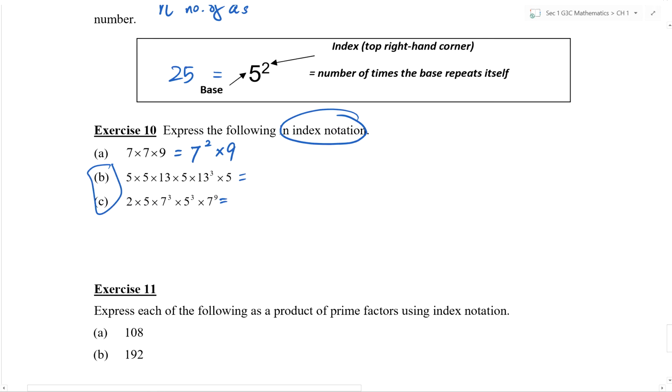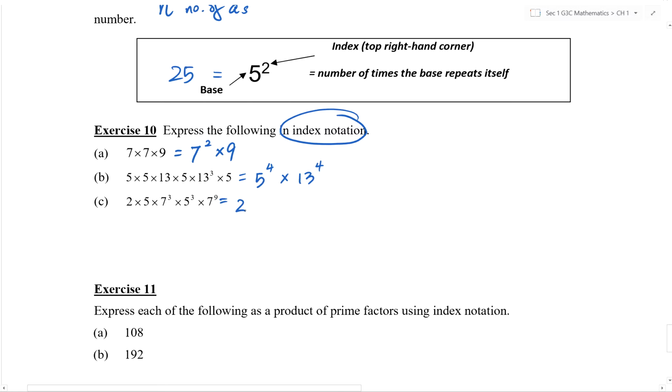Part B. We've got 5s and 13s. These are both our prime numbers, our prime factors. So how many 5s did you count? How many of them? So 5 to the power of 4 times 13 to the power of how much? 4 also. Next one.